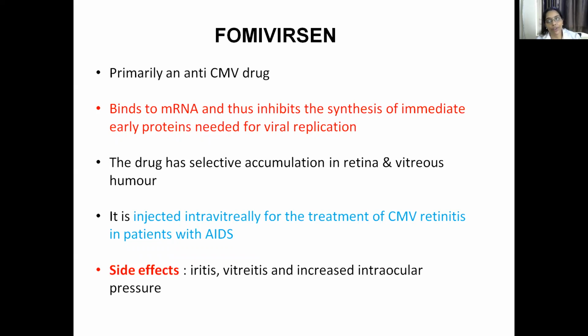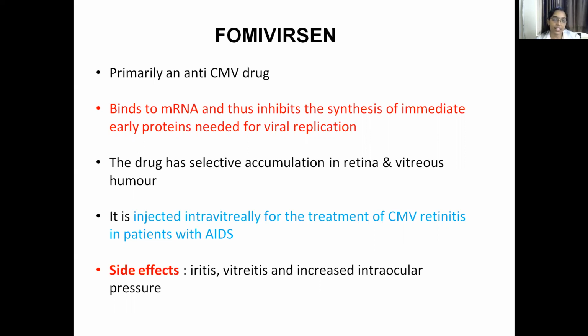So this is about the drugs which are used to treat herpes infection. What are the drugs? Once again, just name the drugs: acyclovir, valacyclovir, ganciclovir, valganciclovir, then penciclovir, famciclovir, cidofovir, idoxuridine, trifluridine, foscarnet and fomivirsen. Almost all the drugs have the same mechanism of action, barring a few. They are converted to the active triphosphate form. Cidofovir is converted to the active diphosphate form.